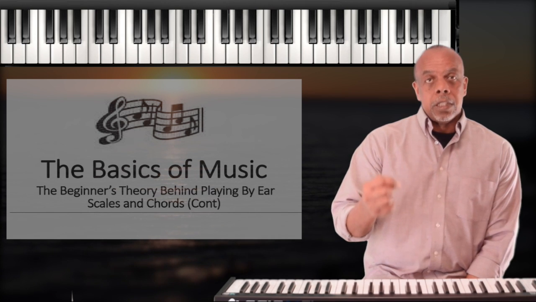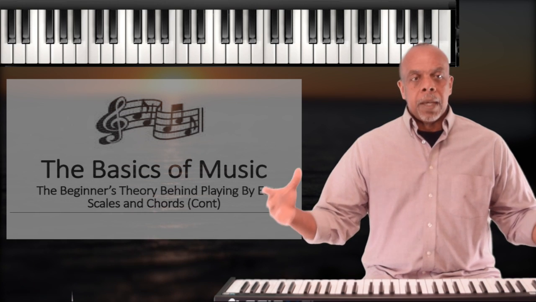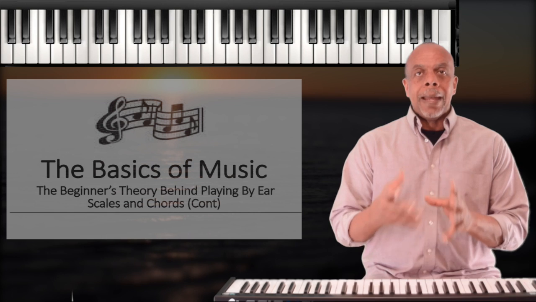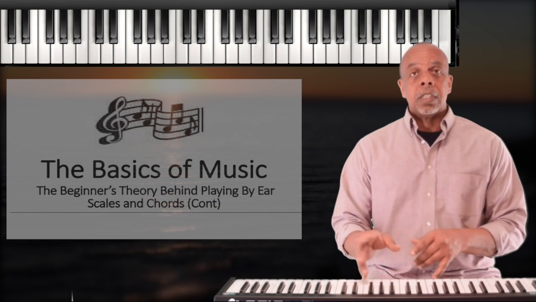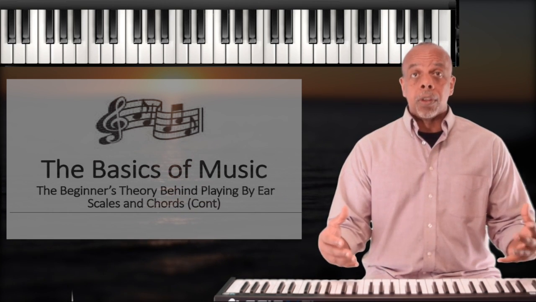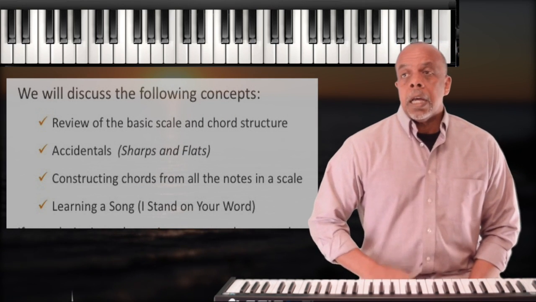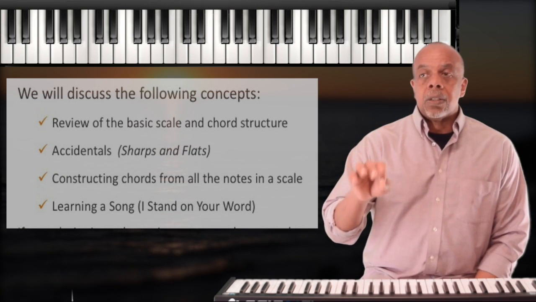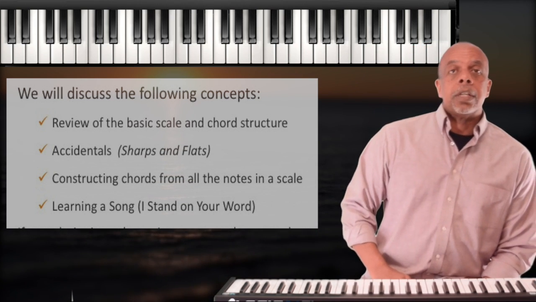We're going to continue from lesson 1. This will be lesson 2. In lesson 1, we talked about scales, the basic scales, the rudiments of a scale, and I introduced you to the three major chords in a scale, the 1, the 4, the 5. We were in the key of C, so that was C, F, and G. Today we're going to show you how to build out all 7 chords in a scale. Okay, so let's get started. Like I said, we're going to talk about the scale structure. We're also going to talk about accidentals, sharps and flats, construct the chords, and learn a song.